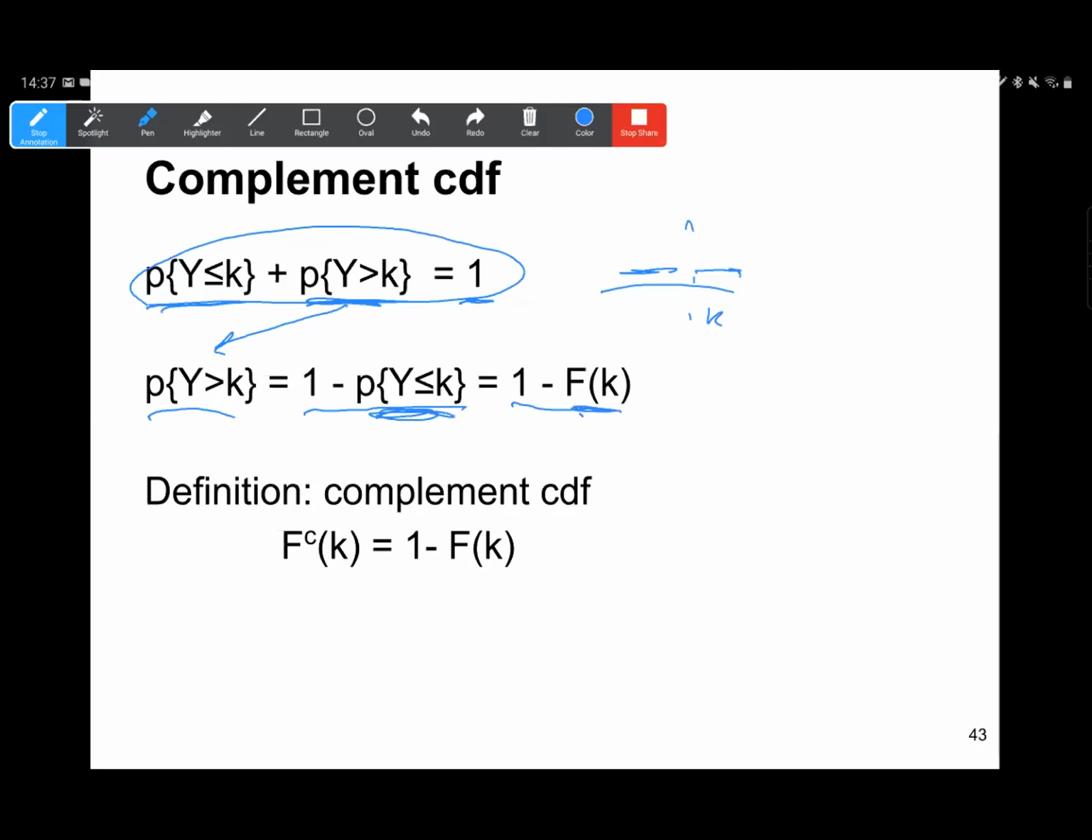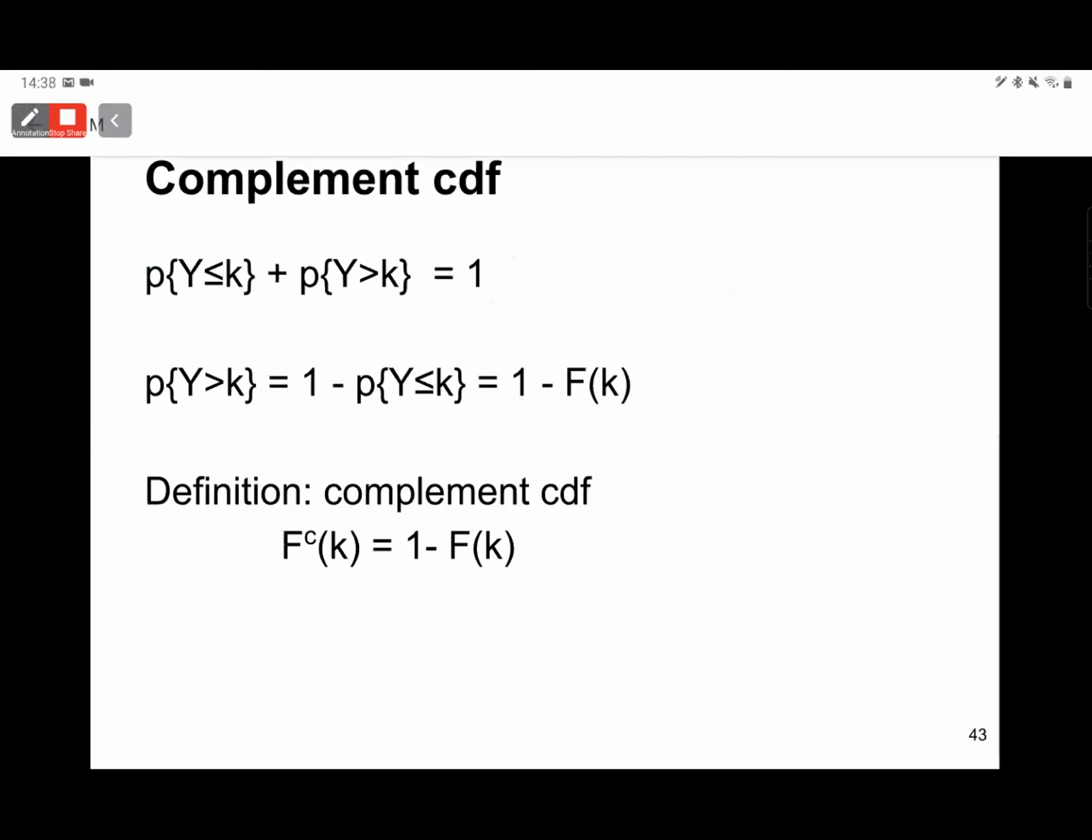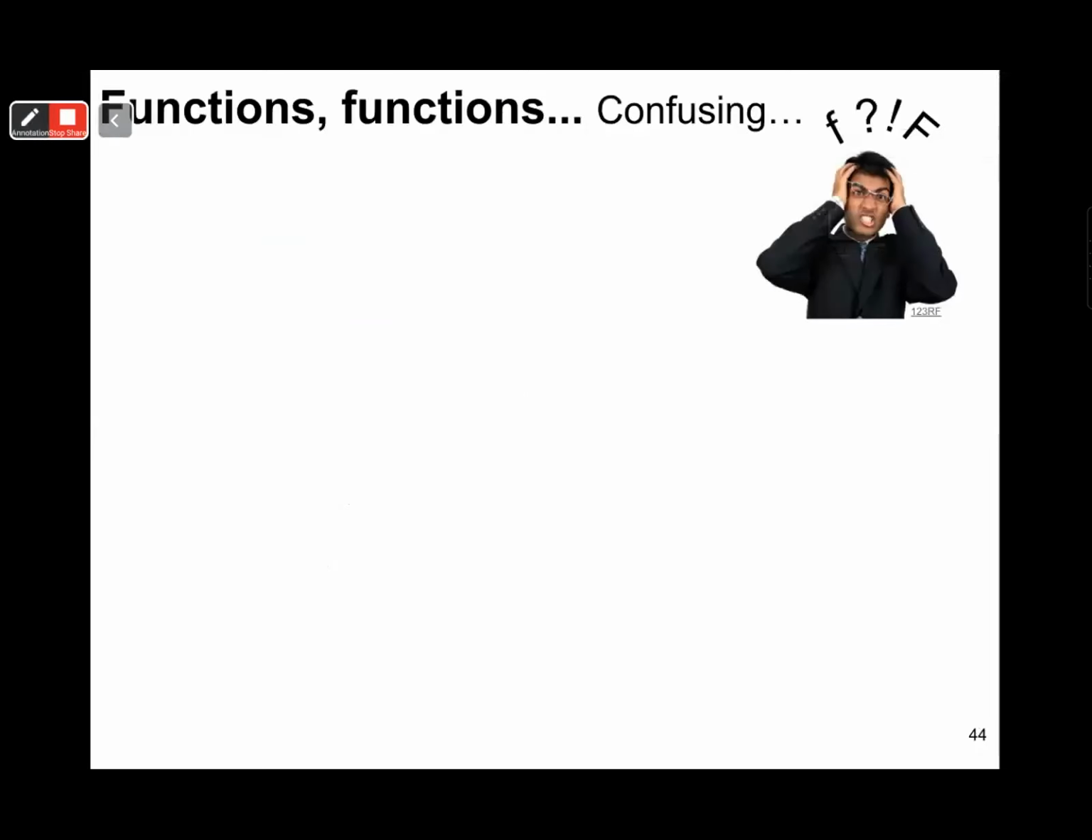So this is the CDF, the cumulative distribution function. And sometimes this difference has the name complement CDF. So it's the probability that the random variable is larger than a certain value. Okay. Lots and lots of functions, right? Especially for random variable stuff.